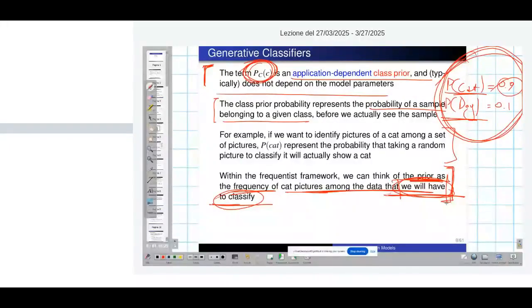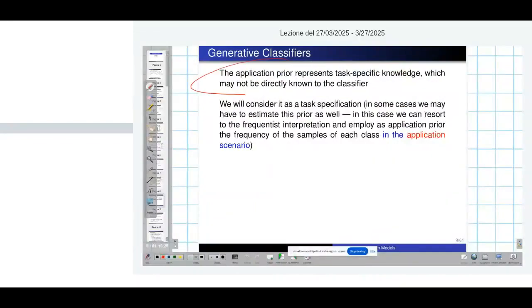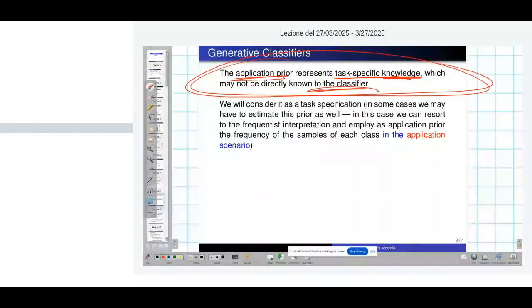Now, where does the problem come from? Well, first of all, we call this application prior because it's knowledge that is task specific. And typically, this is not something that we want to embed in our classifier. We want our classifier to work well regardless of the prior probability of the pictures being a cat. Imagine you have a classifier that predicts whether the picture is a picture of cat or dog. We want it to work well for me who likes cat. We want it to work well for somebody who likes dogs. So in this case, the prior probability of cat will be 0.1 maybe.